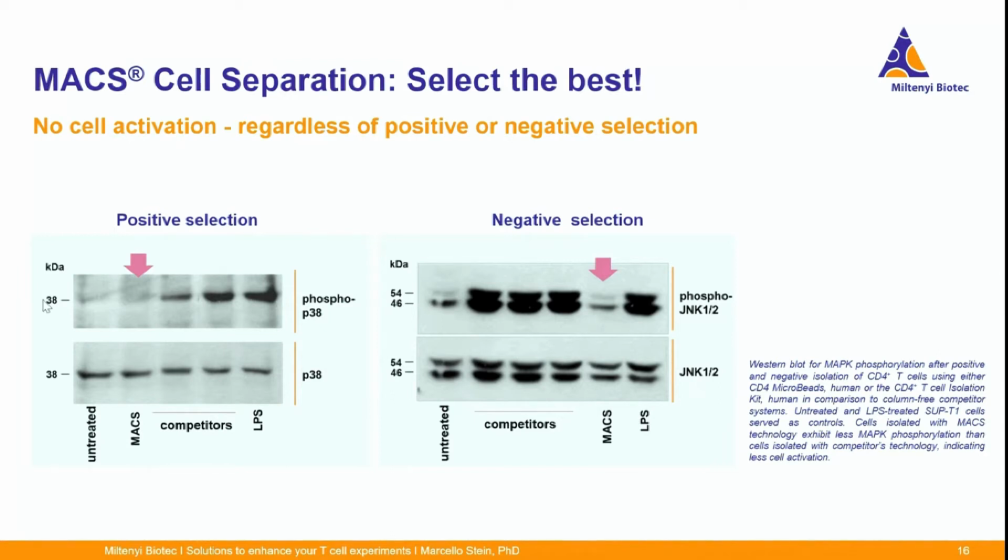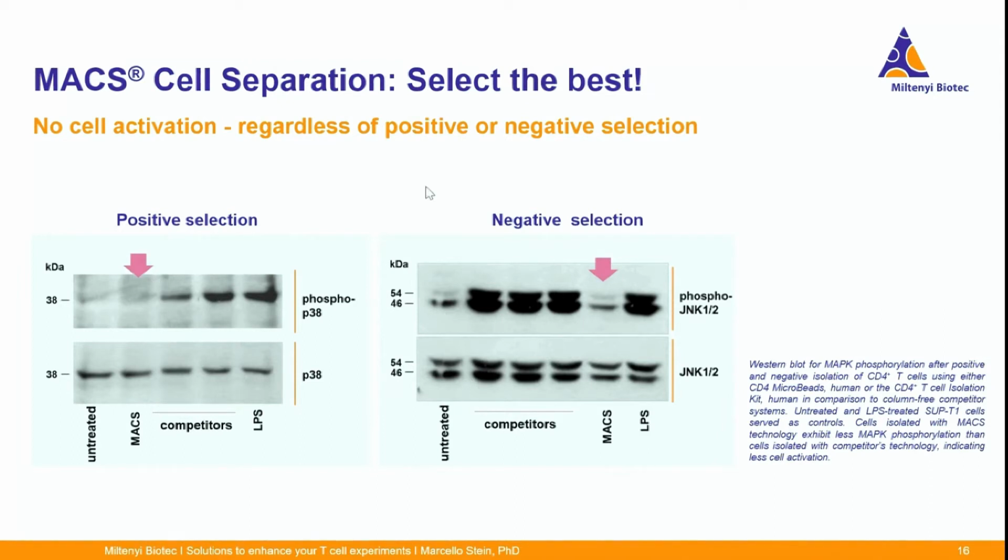On the left side, you see a Western blot for p38 phosphorylation after positive isolation of CD4 positive T-cells using either CD4 MicroBeads, human, or two column-free competitors. Untreated and LPS-treated SUP-T1 cells served as negative and positive control, respectively. It can be clearly seen that cells isolated with MACS technology yield much lower phospho-p38 expression than cells isolated with the competitor technology.